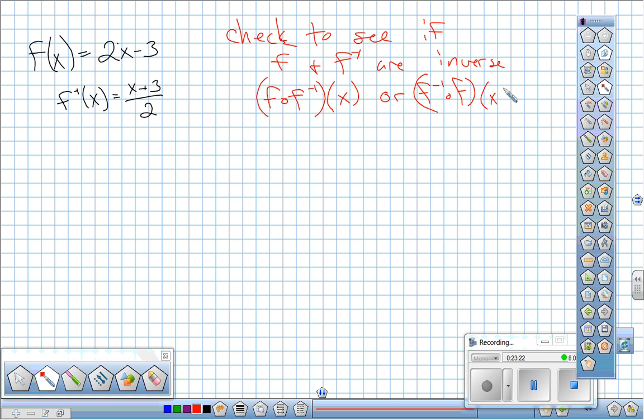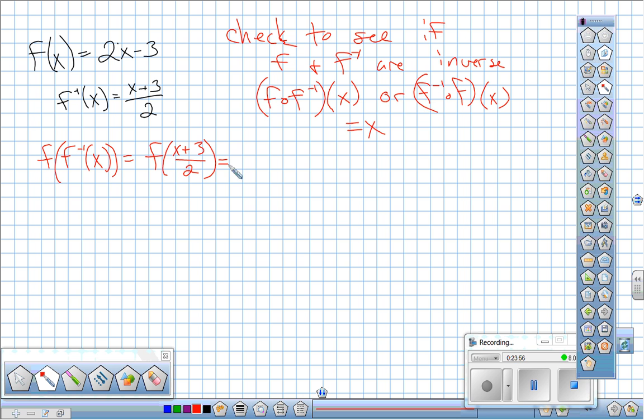And we actually do need to do them both because our output needs to be x whenever we do this. So we need to test them. So we'll do one that we found ourselves, and we'll hope that it works. What I'm going to do is put f inverse inside of my original function. So that's going to look like f of (x plus 3) over 2.